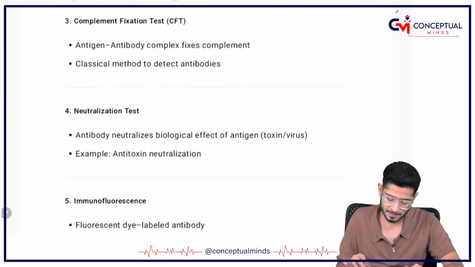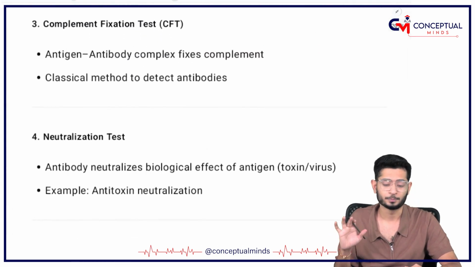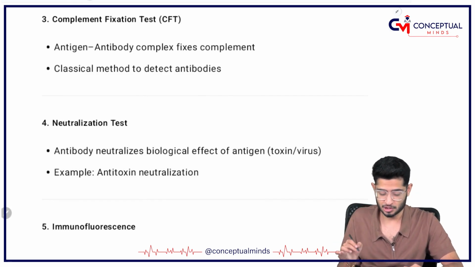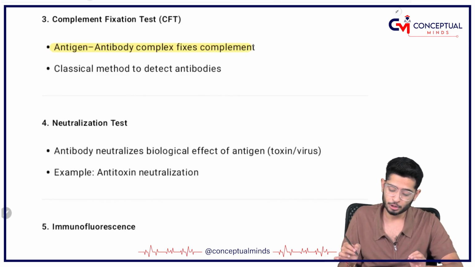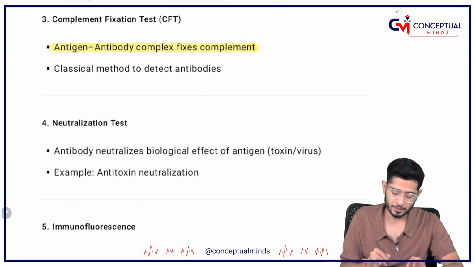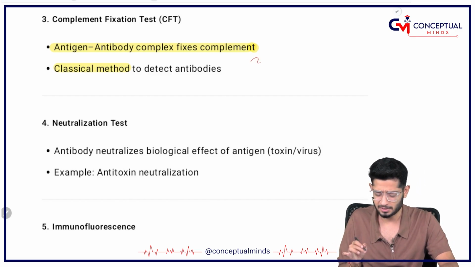So this was about the precipitation reaction in toto. Next comes the complement fixation test. That means antigen and antibody complexes are going to fix the complement. For example, starting with the classical method. I know it is difficult to understand right now.